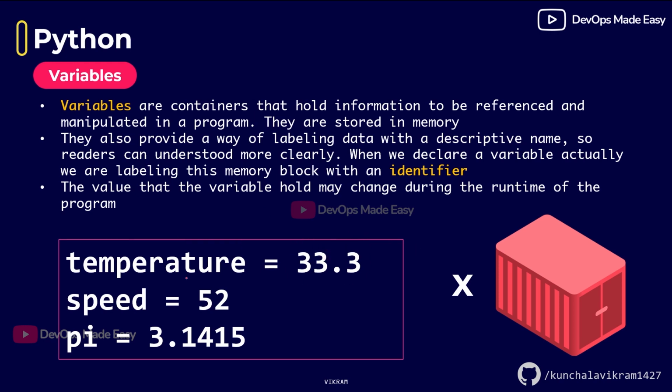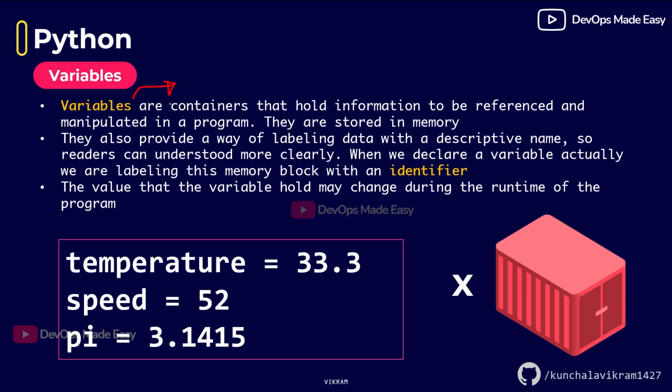Now, this temperature is also known as a pointer to the memory block. Basically, this 33.3 has to be stored somewhere in the memory. This is the 33.3 that got stored somewhere in the memory. Now, this temperature just points to the memory location where this 33.3 exists in the memory. Why is this called a variable in the first place?